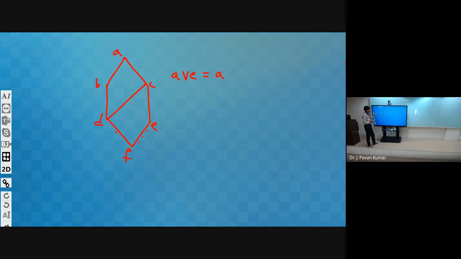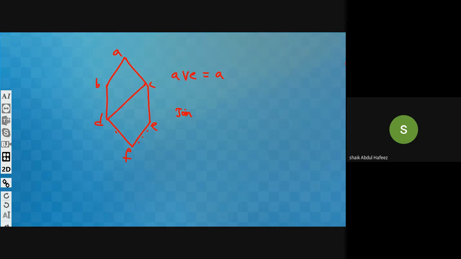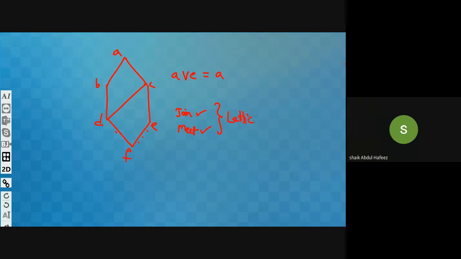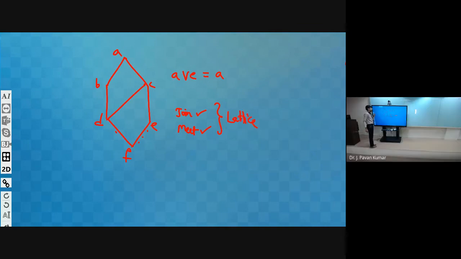Okay. So, now is this join semi-lattice? Yes, sir. Meet semi-lattice? Yes, sir. So, can we consider it as lattice? Yes, sir. This is the example of lattice. Now, another thing you consider, okay, we are having like this. Now, E and F are related or not?